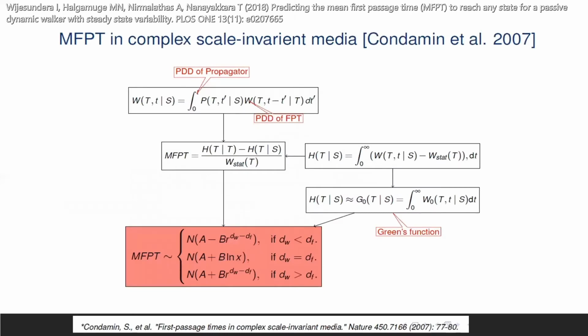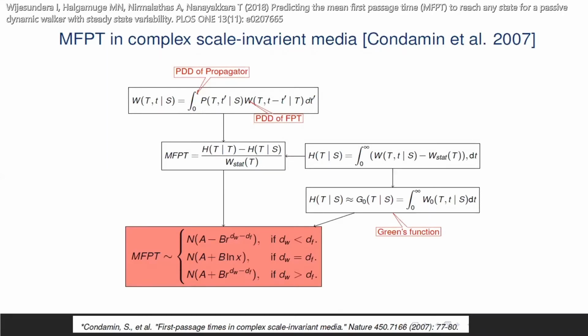A very versatile method of calculating the mean first passage time in complex scale invariant media was proposed in a popular article published by Nature. So let's start from the given equation for the propagator.